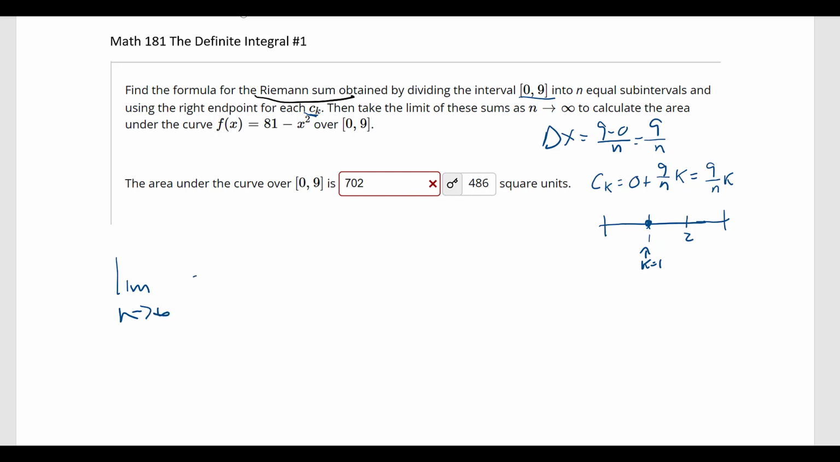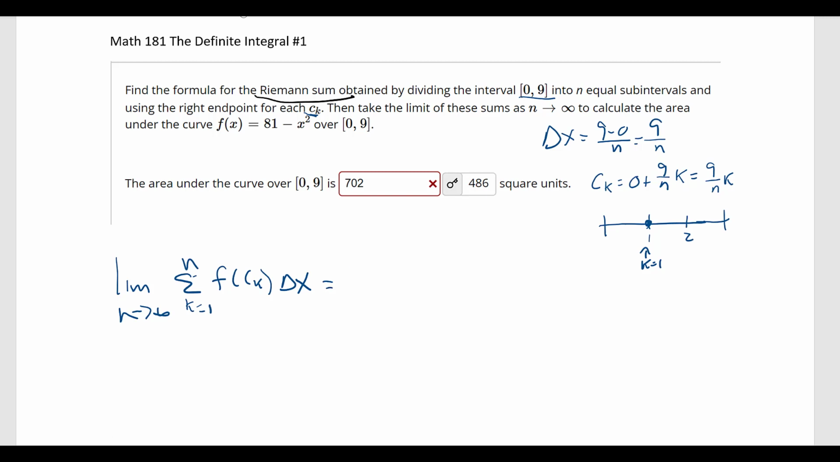So we're going to take the limit as n goes to infinity of the sum, k equals 1 to n. Again, we started at 1 because it's the right end of the interval, of f of c sub k delta x. So that's our basic formula. Now we're going to fill some pieces in.